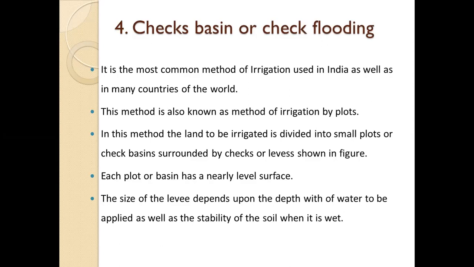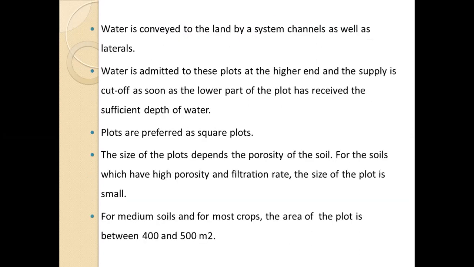Each plot or basin has a nearly level surface. The size of the levees depends on the depth of water to be applied as well as the stability of the soil when it is wet. Water is conveyed to the land by a system of channels as well as laterals. Water is admitted to the plot at the higher end, and supply is cut off as soon as the lower part of the plot has received sufficient depth of water. Whenever sufficient depth of water is provided at the end of the plot, we stop the source of water, which is provided by channels.